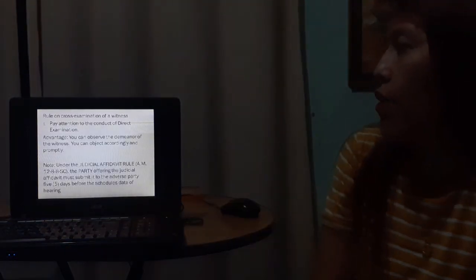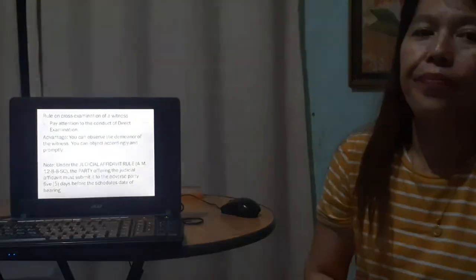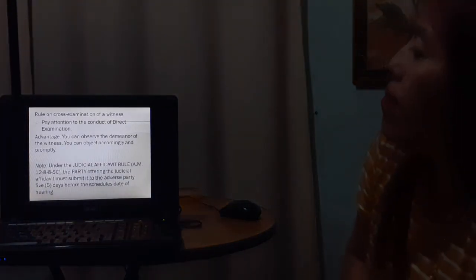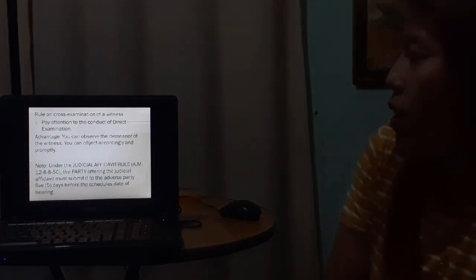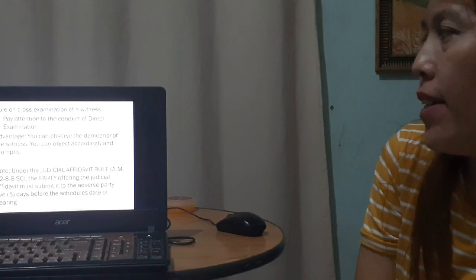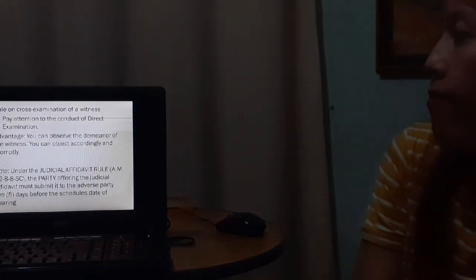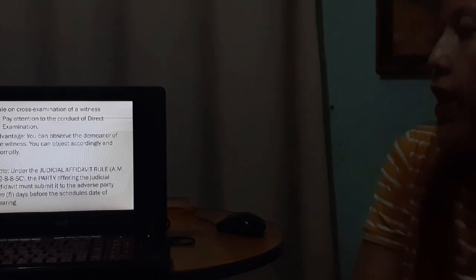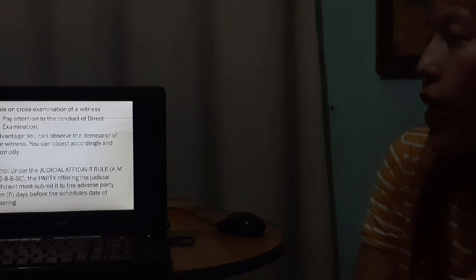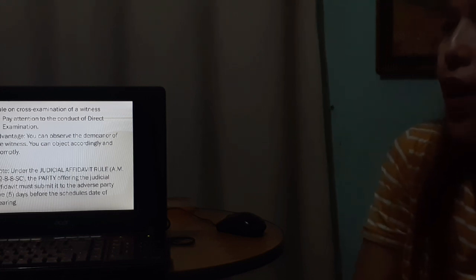So here are the rules on cross-examination of a witness. Number one, pay attention to the conduct of direct examination. Now, before the cross-examination will happen, there is a direct examination. And the direct examination is conducted by the proponent's lawyer. Now, the opponent's lawyer should listen very carefully to the conduct of direct examination, to the statements of the witness during direct examination. He should listen very, very carefully.